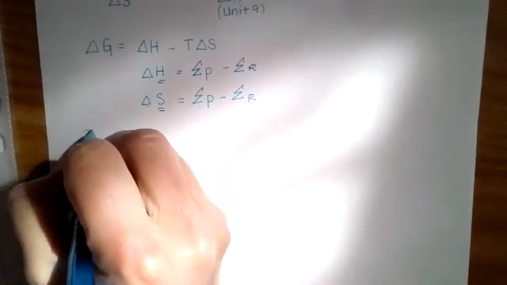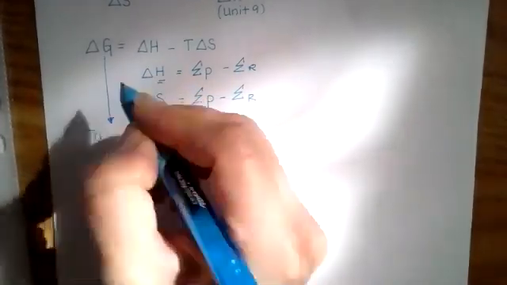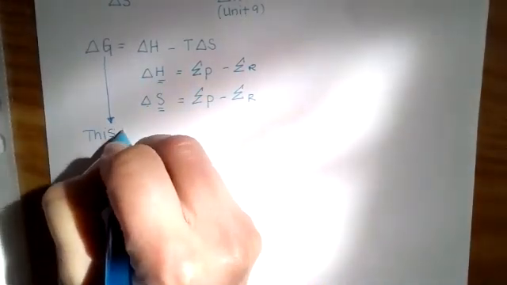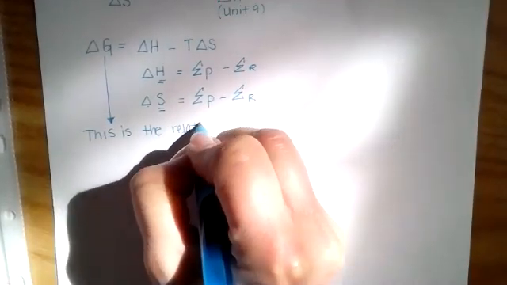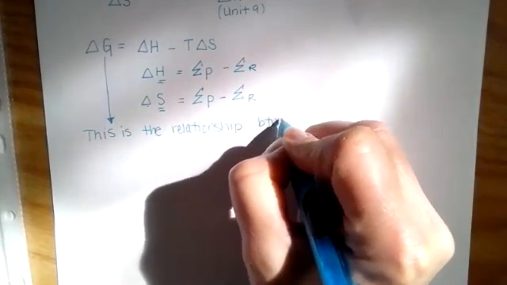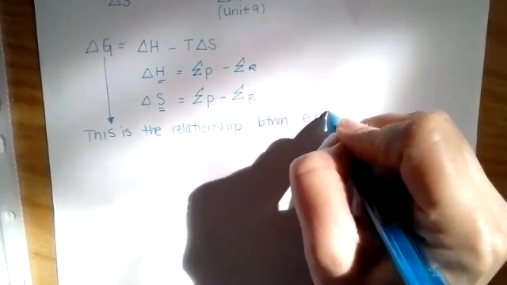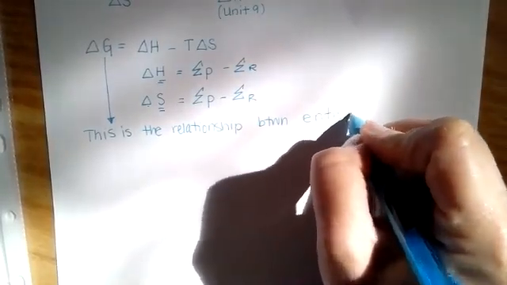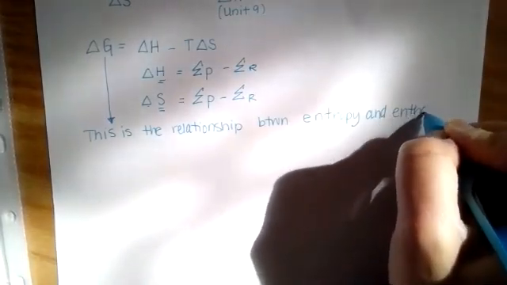Let's write that down. So Gibbs free energy, put a little arrow down here. This is the relationship between, well, let's say, and doesn't make a difference in how we say it, but entropy and enthalpy.